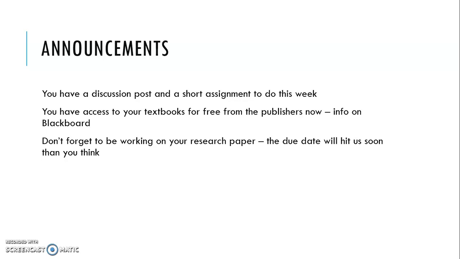You also have access to your textbooks for free now. They're ebooks on the publisher site or just a PDF depending on which book you need. The Carolina Rhetoric is a lot easier because it's just a PDF, but if you need access to the Everyday Writer, you can log on and make an account with the publisher and read the ebook online for free. It's pretty cool, but it's a little bit complicated to make the account, so let me know if you need help.